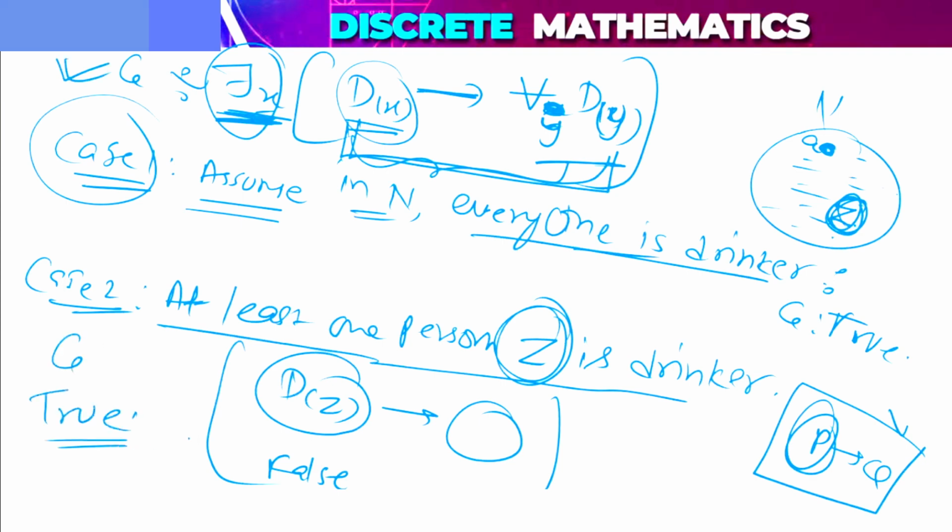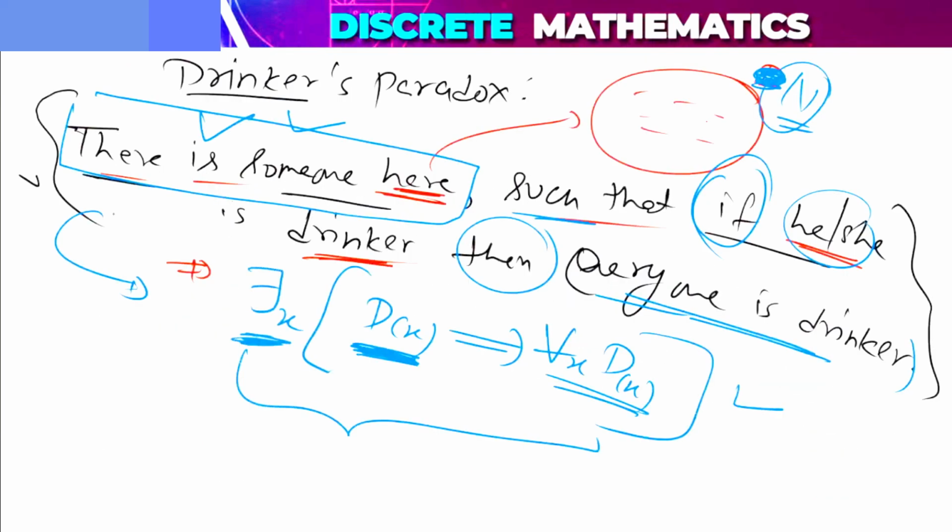So what you can see is that in case 1 also, case 2 also, G is true. Even if everyone is a drinker, G is true. If at least one person is not a drinker, in that case also G is true. So G is always true. So this statement is actually always true: there is someone here such that if he or she is a drinker, then everyone is a drinker. This statement is always true. Is this point clear? Let me know.